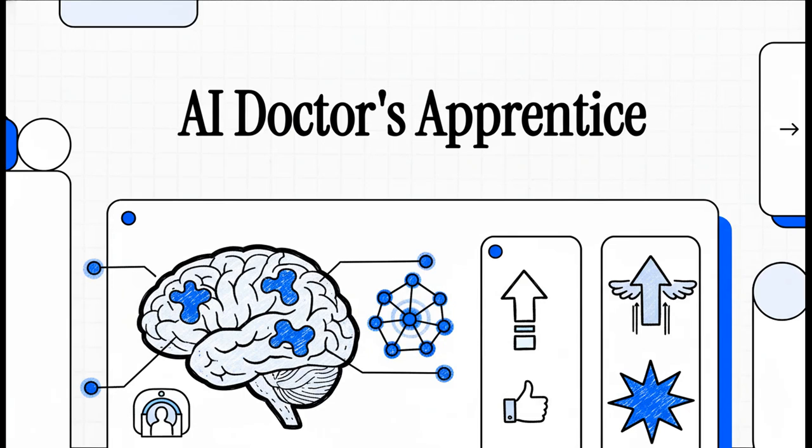Today we're going to get into the really cool story of how an AI was taught to spot brain tumors just by looking at MRI scans. But this isn't just one story, it's really a tale of two AIs. The first attempt was good, but the second was a genuine game changer.